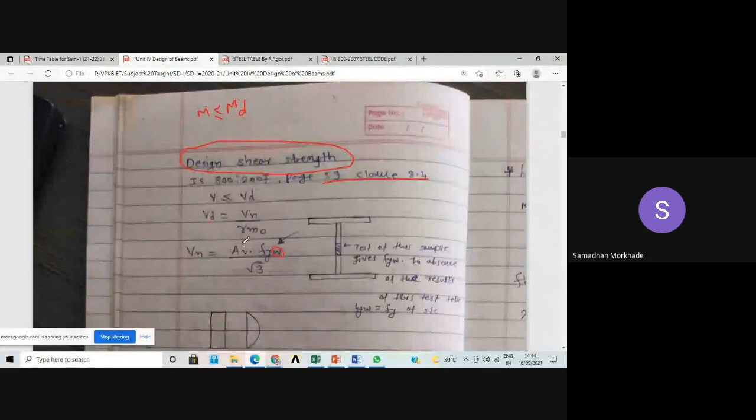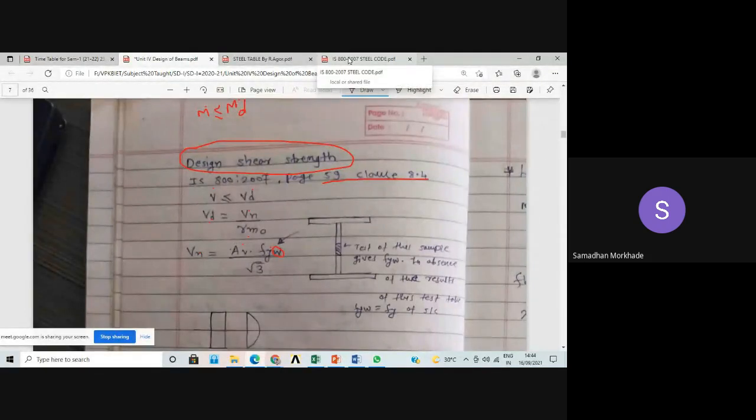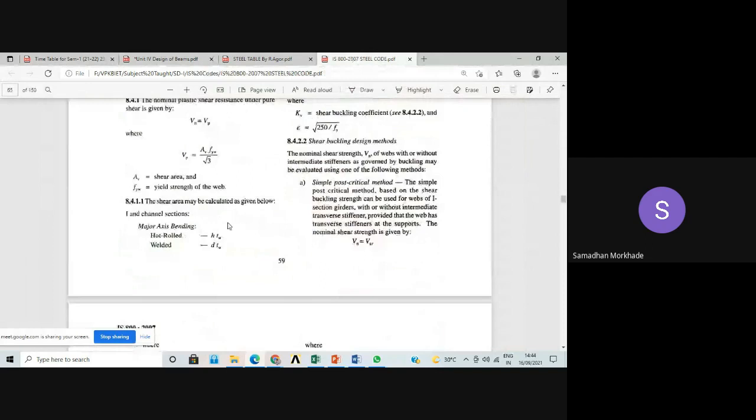Now, there are different views on the shear area. For I sections or channel sections with major axis bending, if we use hot rolled sections, it is h into tw. For a welded section, it is d into tw. See, d means the clear depth of the web, and h means the overall depth of the section. Here the meaning of each term has been given.